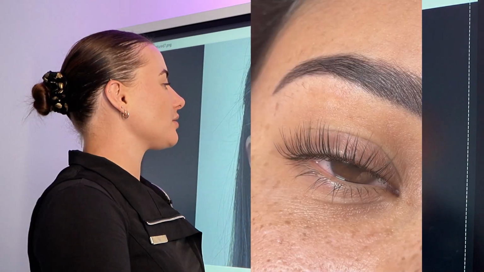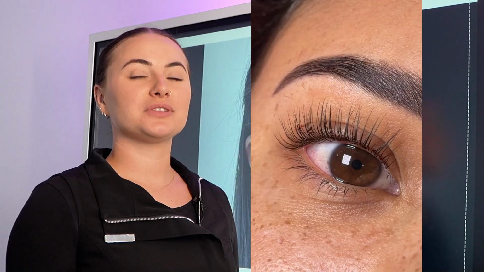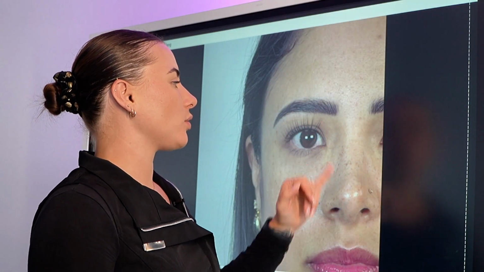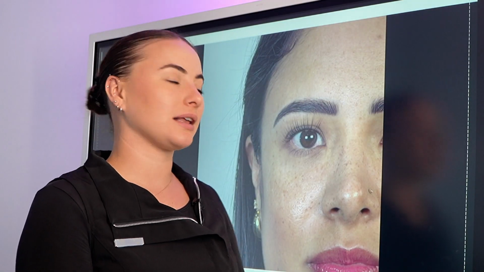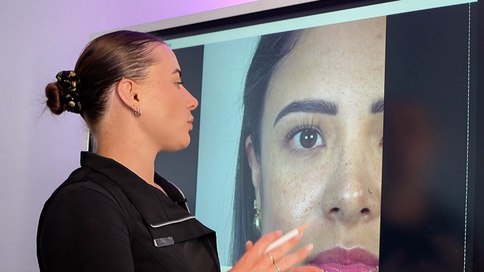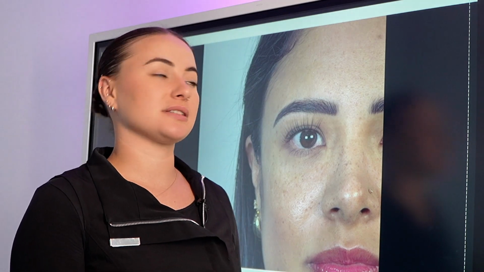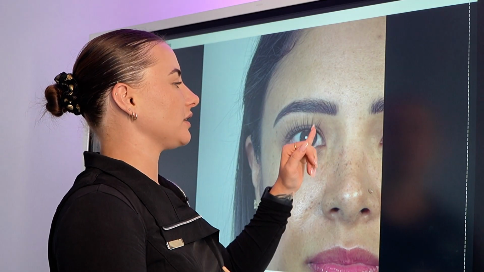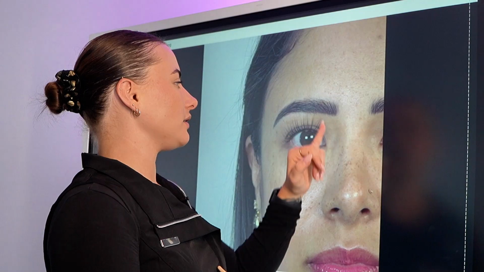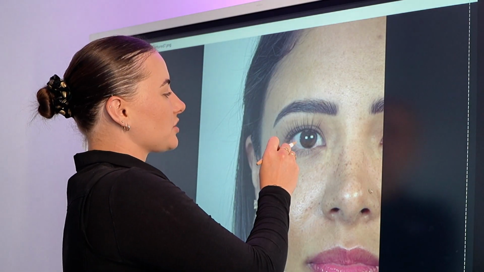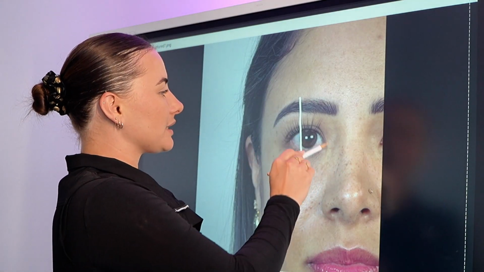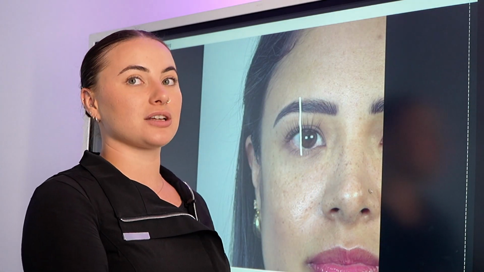So here are the results on this client. We opted for a large hybrid, and we found that it actually fit quite snug on that inner corner when we were placing it on the client's eyelid. We didn't decide to trim, but what we did instead was reduce the processing times on the inner corner so that it created a softer lift on the inner corner to ensure that the lashes didn't lift too high and touch the eyelid. We did process the lashes in the outer corner for slightly longer, just to create that beautiful, consistent lift all the way across the lash line.